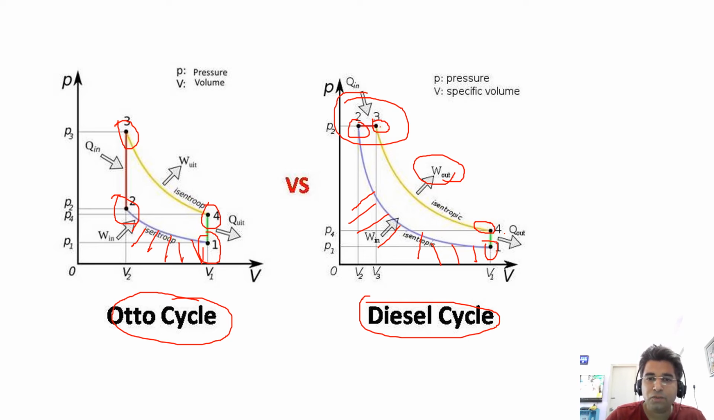So what we observe from these particular graphs is that for the diesel cycle, the expansion ranges from P3 to P4. So during a very high compression ratio, a high expansion ratio is also achieved in case of the diesel engine. And when we compare the thermal efficiency, the efficiency of the diesel cycle is always greater than the thermal efficiency of the Otto cycle.